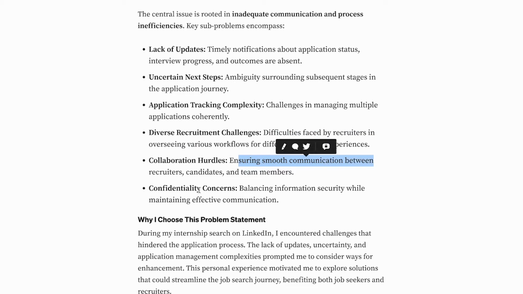Ensuring smooth communication between recruiters, candidates, and team members. Again, what does smooth communication mean? For me, I think it's very similar to these two. I don't see how this is another thing. I mean, people use emails today and people have their own internal tools. So I don't really know what sort of smooth communication you're talking about. So I sort of don't agree with most of these problem statements.